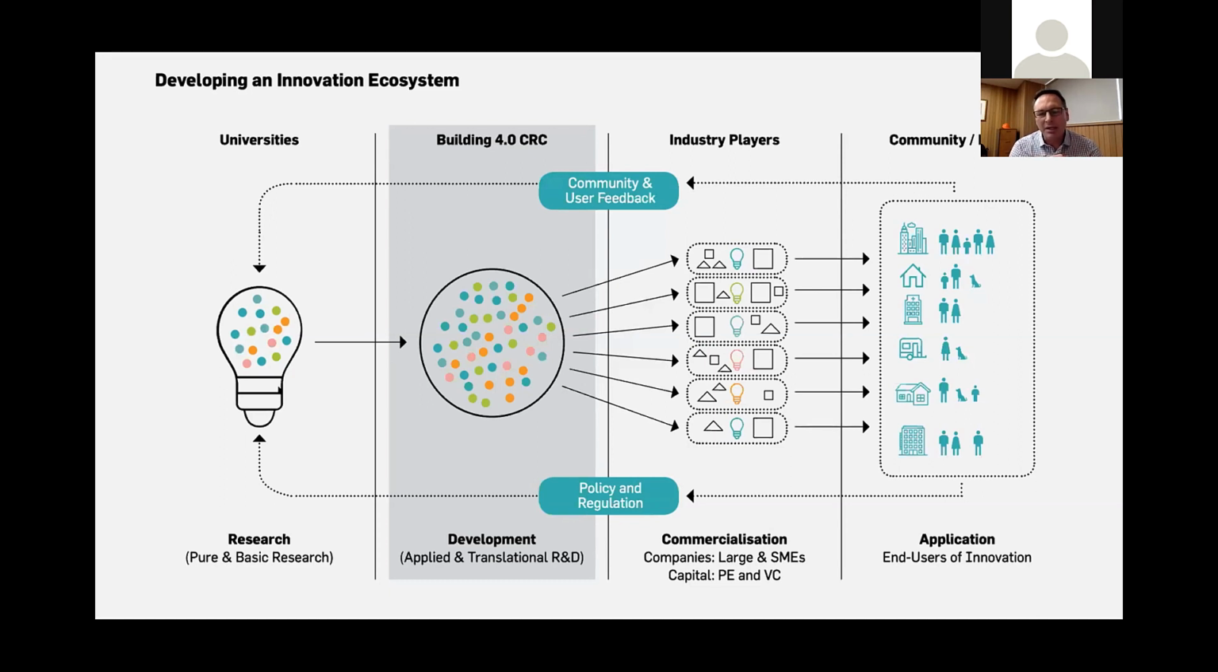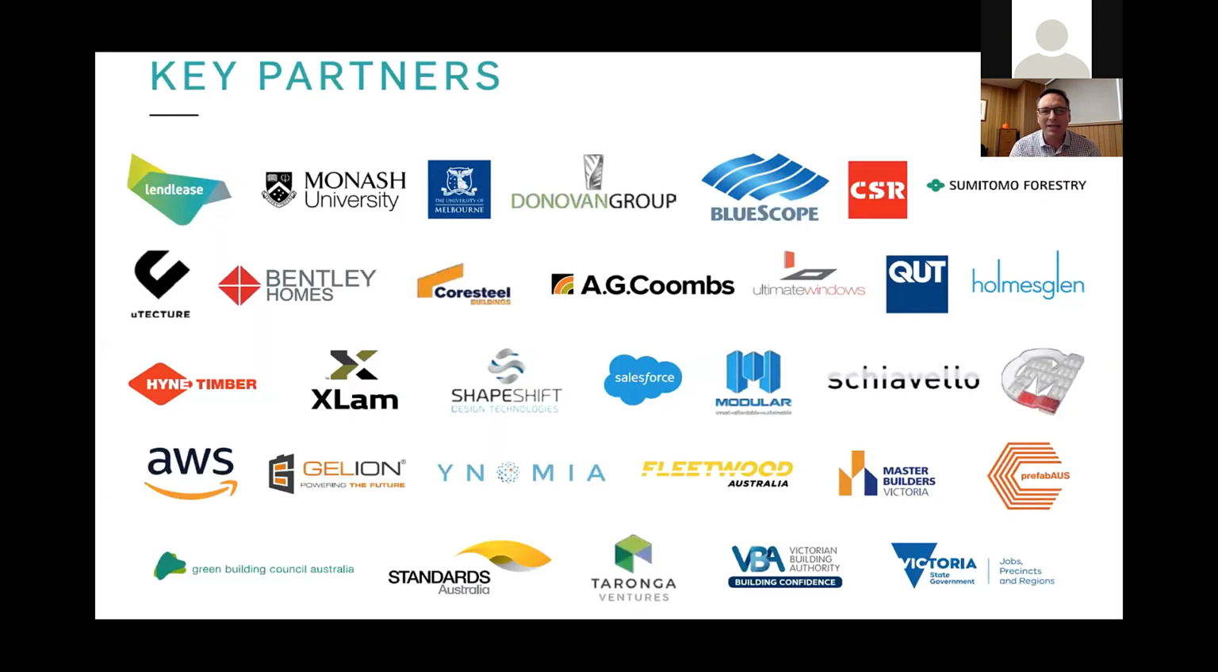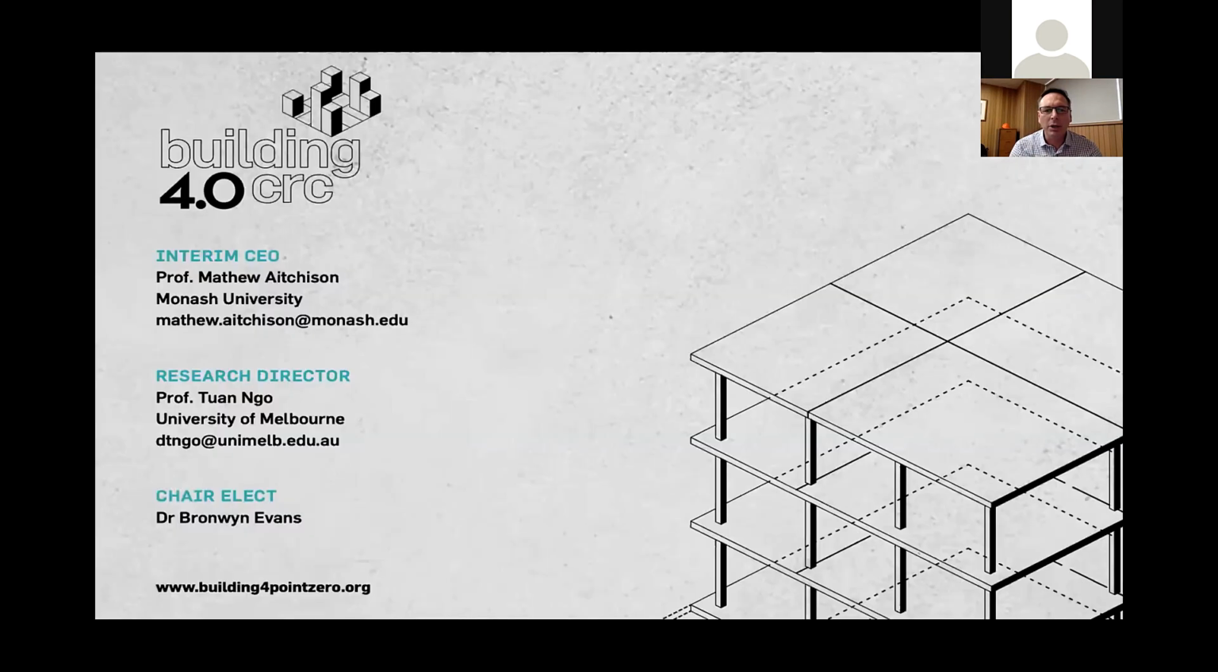The industry players then provide the application to the end users and commercialize the products or whatever technology is coming out of it. Some of the partners are quite extensive. The project just received $28 million Australian government funding for the development, and the centre has effectively started with Matthew Aitchison from Monash being the interim CEO, and a colleague from Melbourne University. My supervisor there is the research director for the Building 4.0 CRC. If you're interested, go to building4.0.org and you can see more about that.